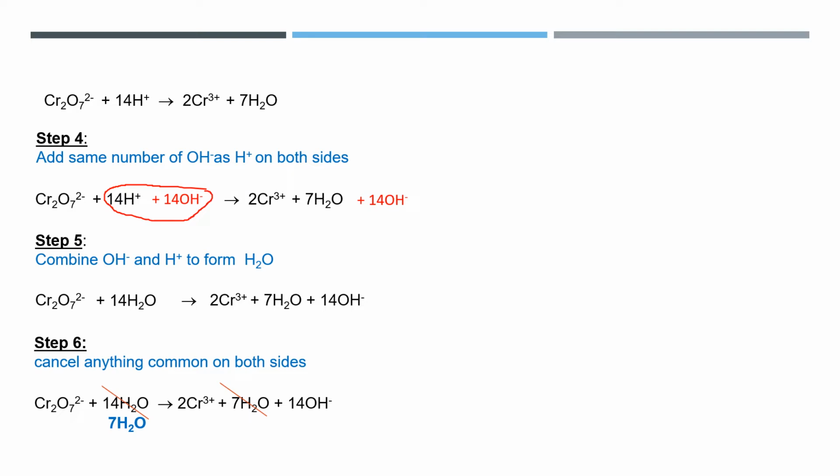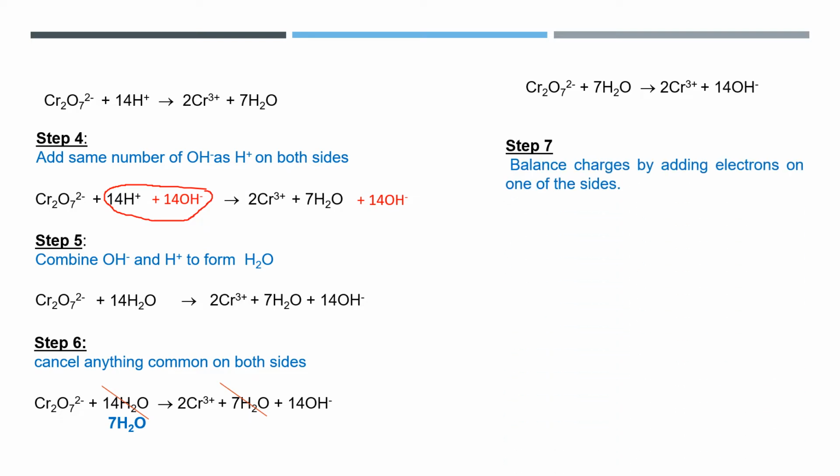Once we have done that, we write everything that is appearing. So this is our final equation now, which is balanced in the basic medium. Once we reach this stage, the last thing that we have to do once we balance all atoms is to add the charges. To do that, we are going to be adding electrons on one of the sides. If you remember the trick we learned earlier in the acid medium, you will be adding the electron where the H plus is. But here in the basic medium, the electrons will appear on the opposite side to that of the OH minus.